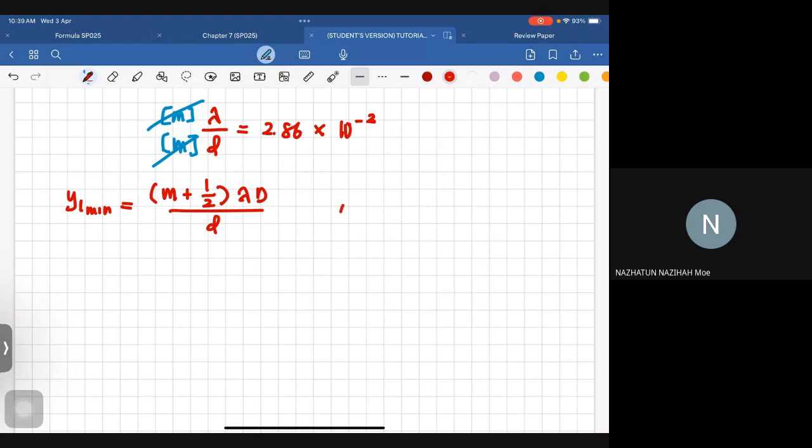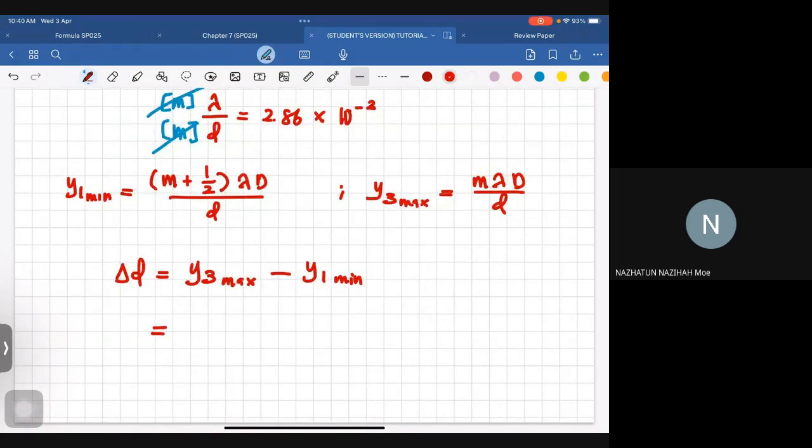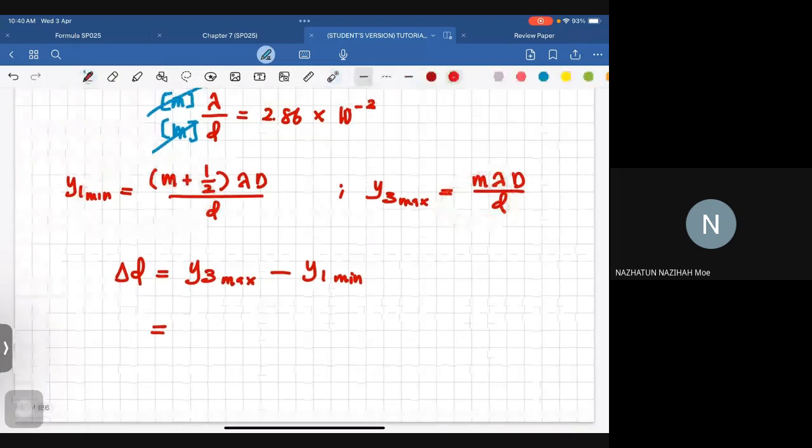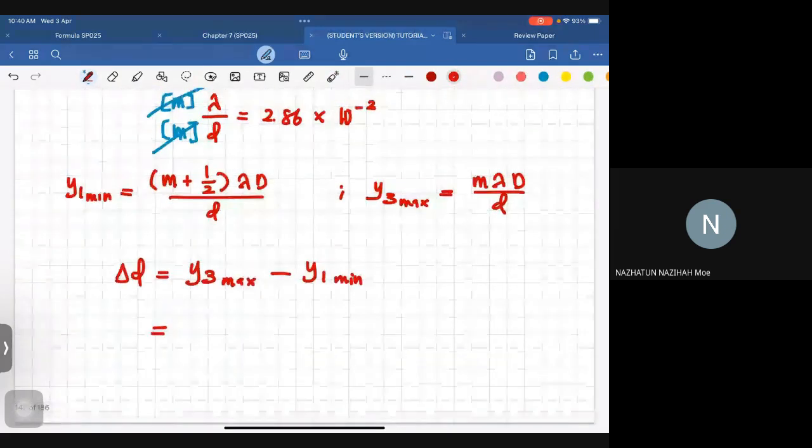Okay, lepas tu apa formula untuk third order maximum? This is bright fringe punya formula, which is just m lambda. Okay, so kita kena ingat delta D is maximum minus yang minimum ni lah. Okay, so either kamu calculate dulu satu-satu ataupun terus substitute lah pun boleh, tidak ada masalah.